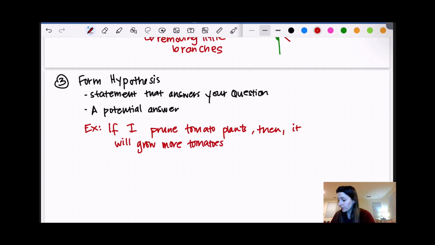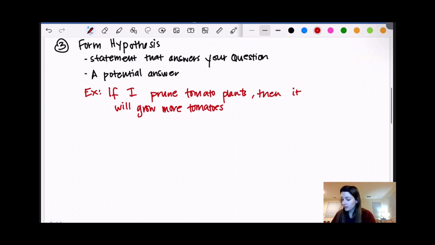So if I prune a tomato plant, then it will grow more tomatoes. Maybe. That's our hypothesis. That's our prediction. Our potential answer. So now, step 4, our next step is we need to do an experiment. Well, we asked a question, we have a potential answer, now we need to test it. So now we design an experiment, then collect data.